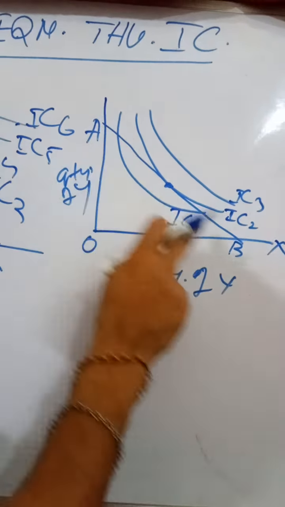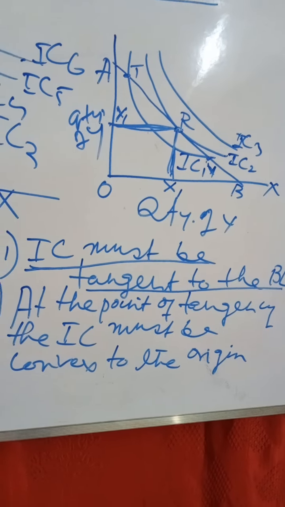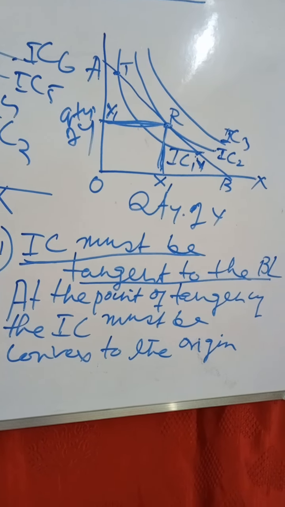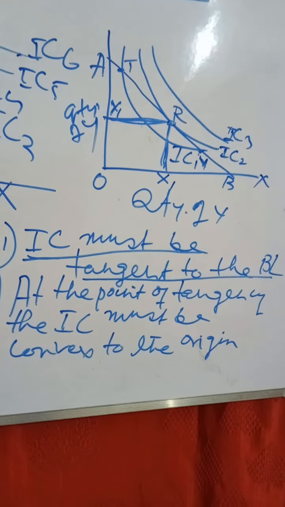Now this part is okay. IC must be tangent to the budget line. This we have already established. Now come to point 2. What is that? At the point of tangency, the IC must be convex to the origin. That means at the point of tangency, IC cannot be concave to the origin. Okay. Now let us see what will happen if the budget line is tangent to an indifference curve which is concave.